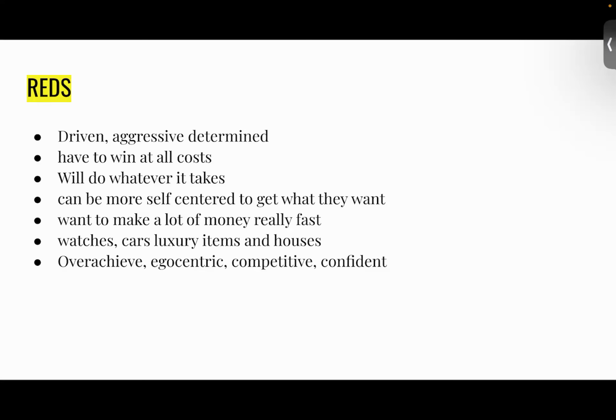Want to make a lot of money really fast. That's why reds are the best when it comes to building the business fast, right? Reds want to see results fast. They want to make money fast. They want to hit the ranks quickly. You give them a goal and they go and smash that goal. You tell them, here's what you need to do to hit silver, $700 a month. Boom, they go hit it within their first 30 days, right? That's what a red does. Reds go, go, go. They want to make money. They see a blueprint and they go and do it, right? They like watches, cars, luxury items, and houses, right? That's how reds express themselves.